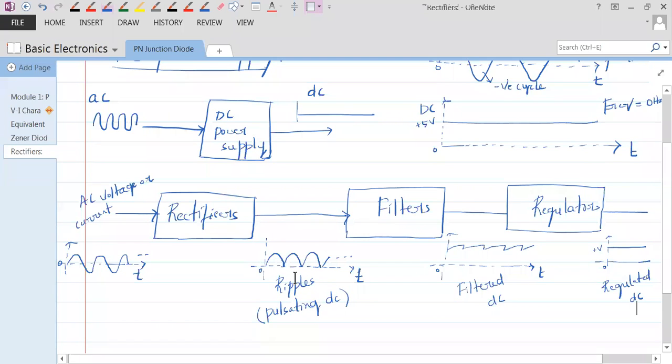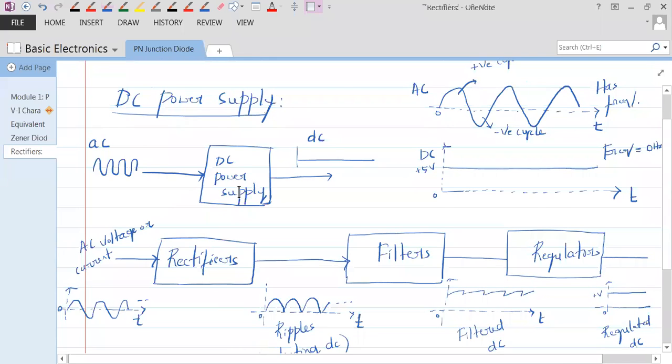Those ripples are to some extent removed using the filters. Then this filtered DC is given as input to the regulator, which gives us the regulated DC like this. So the combination of all these three blocks is your DC power supply.